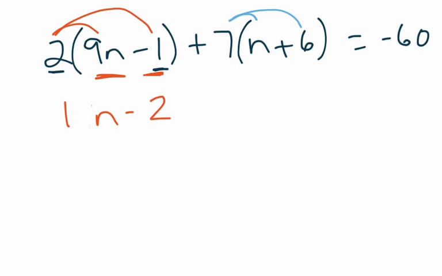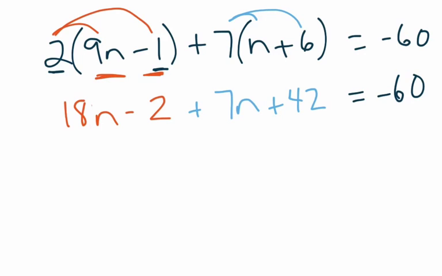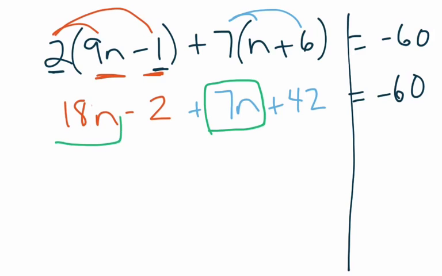So let me clean this up. It's a little hard to read. Okay, 18n minus 2 plus 7n plus 42. And all of that equals negative 60. So notice what I did. You're taking the 2 and distributing it. And then you take the 7 and distribute it. Then you come down, and I'm going to draw my line at my equation. And I'm going to look on this side, and I have some n's that I can put together. And 18n plus 7n, both of them are positive, so they're just going to get added. And we're going to get 25n.